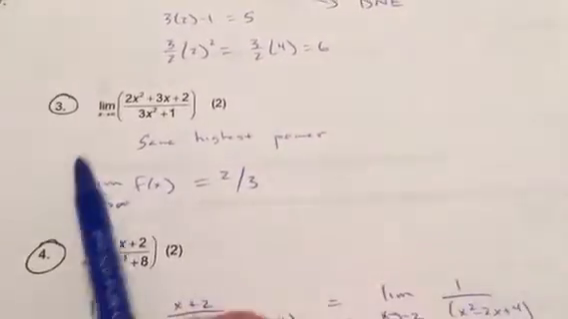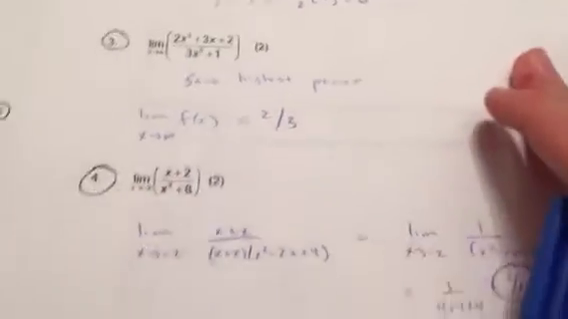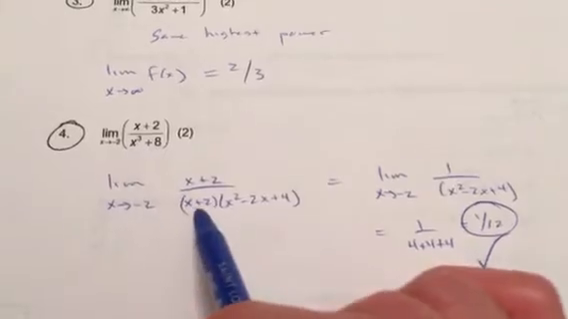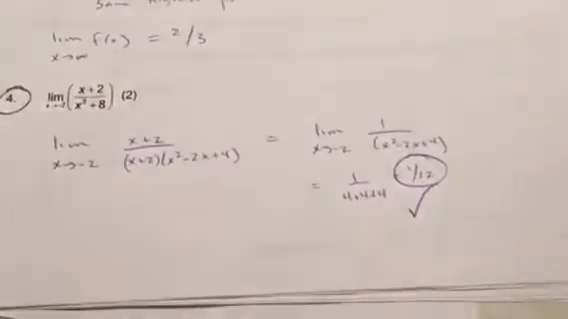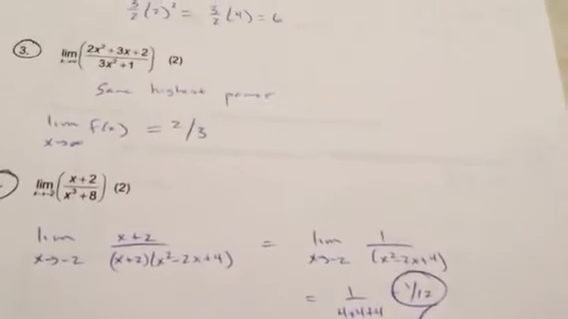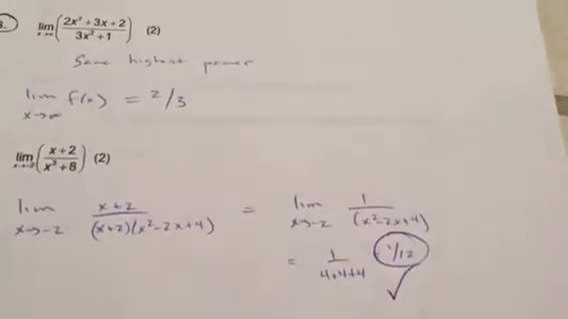You have the same highest power, so it's the ratio of the leading coefficients. It's simply 2/3. Factor another sum of two perfect cubes, x plus 2, and then this. The x plus 2's cancel, leaving you with, because x is going towards -2, 4 plus 4 plus 4, 1 over 12.